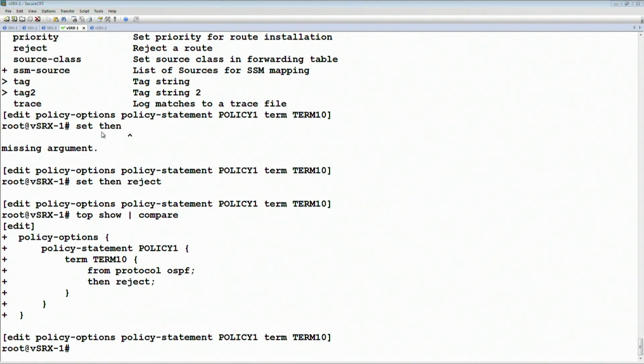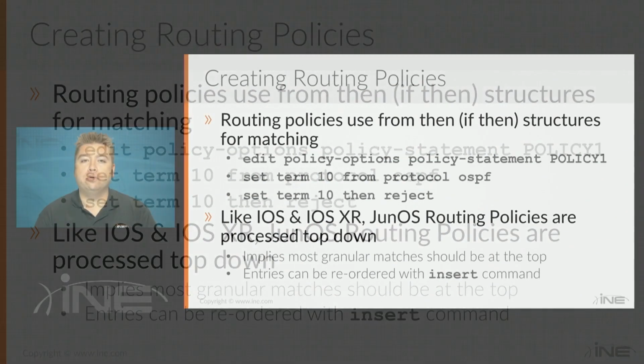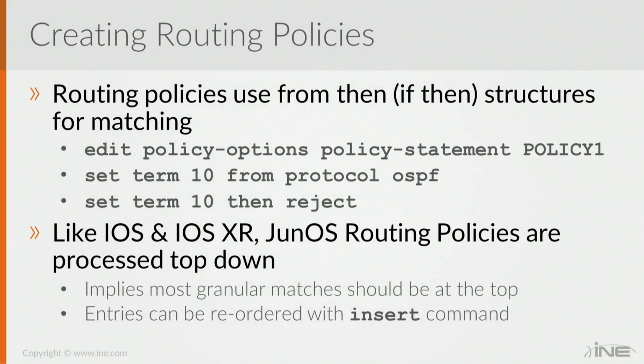Now, just like in IOS or in IOS XR, these statements are going to be processed top-down. So this normally means that your most granular matches, we want them to be at the top of the policy. Because if I were to say something like, is it from OSPF? If so, then reject it. Then follow it up with another statement afterwards that says, if it's from OSPF with this particular metric type, so is it an E1 route, is it an E2 route, does it have this particular metric value? Based on the way that the matching logic is working top-down, once there's a match in the policy, then it's going to exit out.